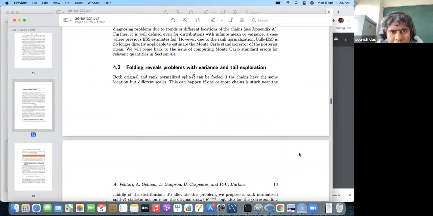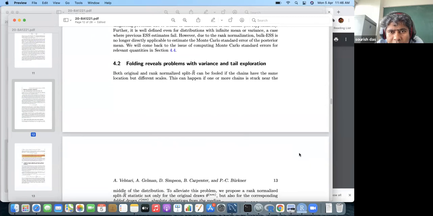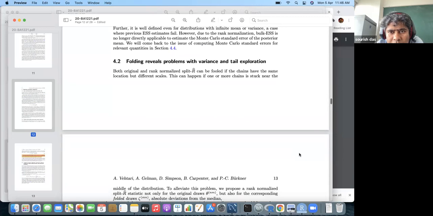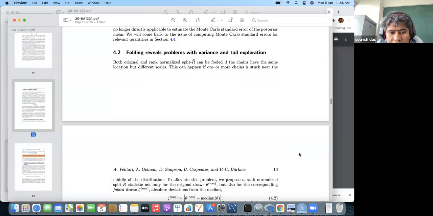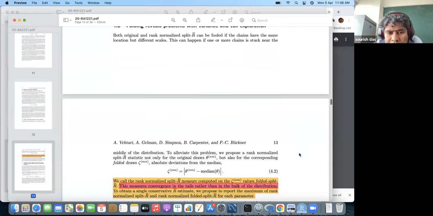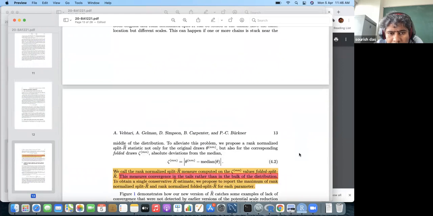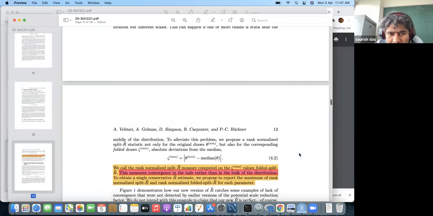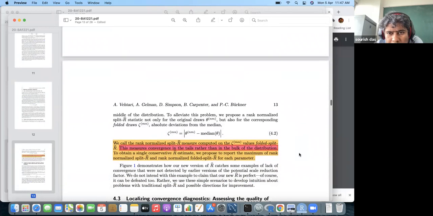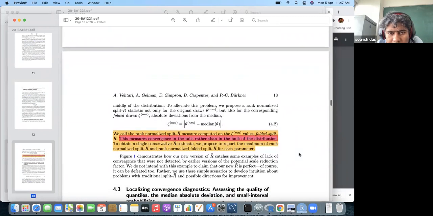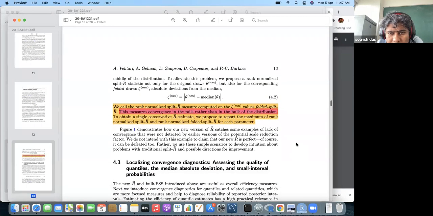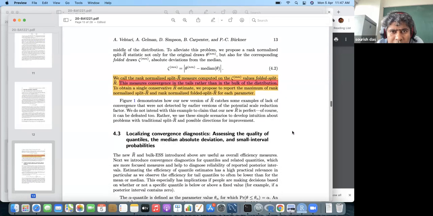So both the original and rank normalized split R hat can be fooled if the chains have the same location but different scales. This can happen if one chain is stuck near the middle of the distribution. From this perspective, we propose a rank normalized R hat not only for the original draws, but also for the corresponding folded draws. Okay, this is a good point, Shahil. Definitely a good point.